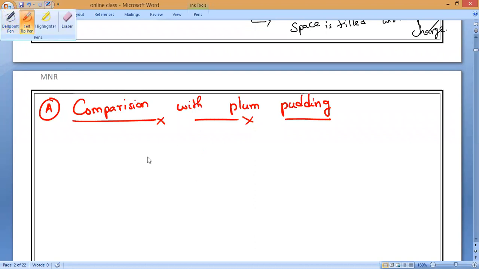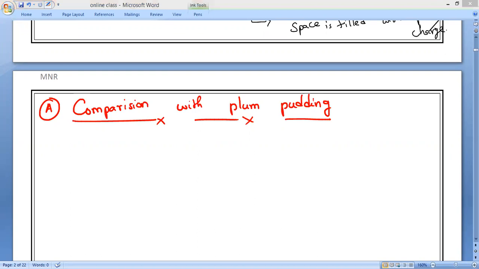In that Christmas pudding cake, the entire cake is considered as positive charge. And in it we have the cherries and the red colored things, the dry fruits. That is what is considered as negative charge.